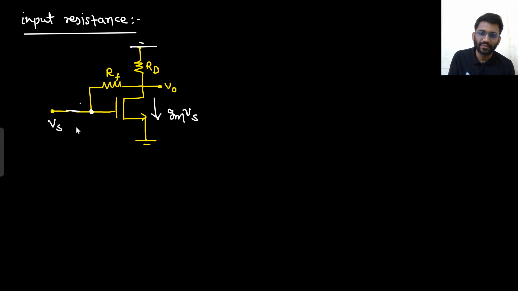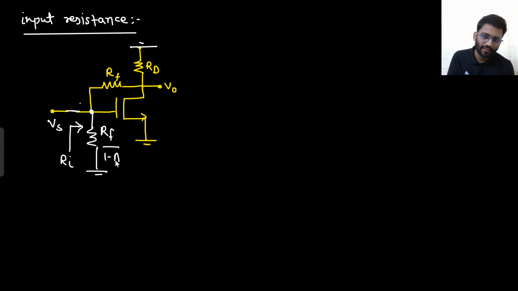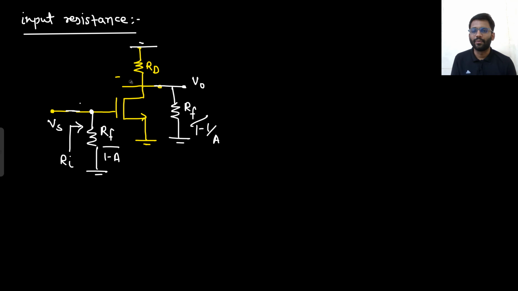Input resistance means resistance from this side. R in. Tell me what you will do here. What you can do, from Vs to ground, you can replace this RF. That will be replaced by RF upon 1 minus A. And from V0 to ground, it will be replaced by RF upon 1 minus 1 by A. Right? And this RF will be gone.